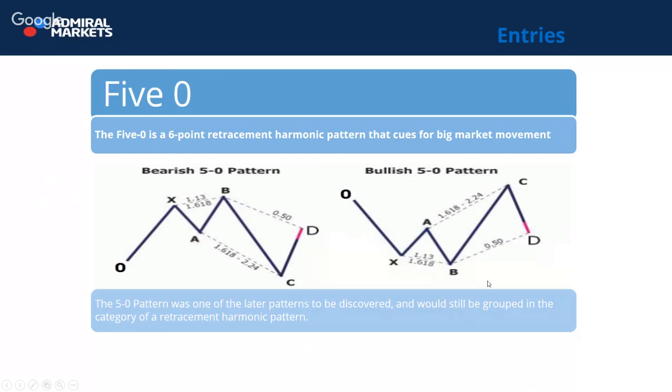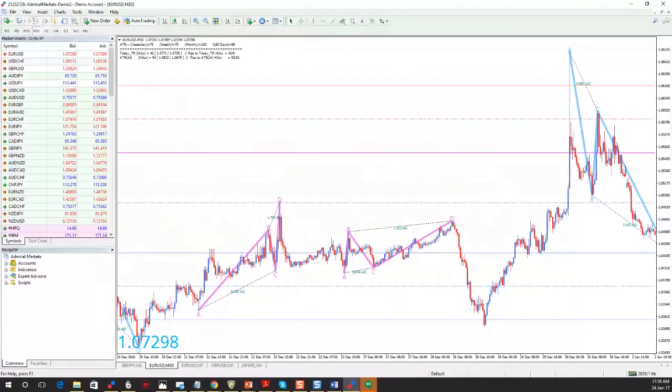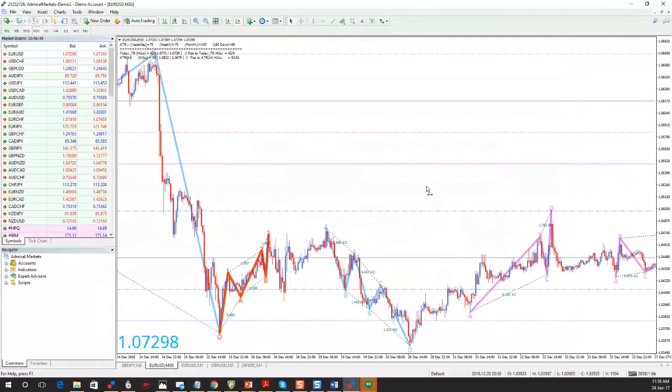Here you see 5-0, and now we will try to find the 5-0. Let's see if we have one here. This is a 5-0 pattern. This was a bearish 5-0 pattern. It starts with 0, then we have 1, A to B, or how it's called, XABCD. Here it's 1 to 2, and this is 0.3 or 0.D. We are interested in these ratios.